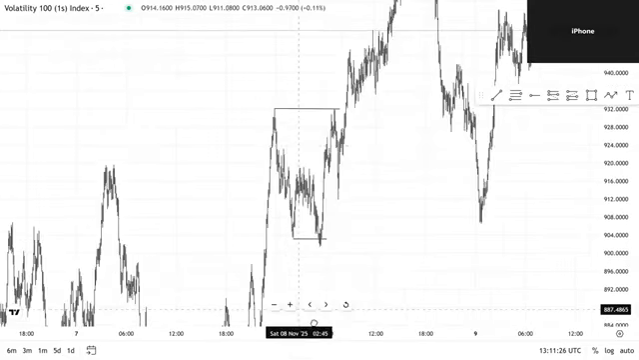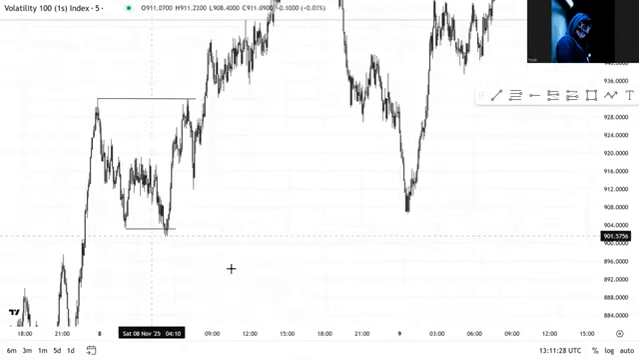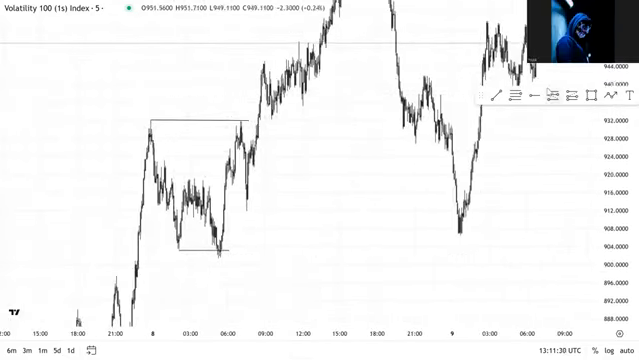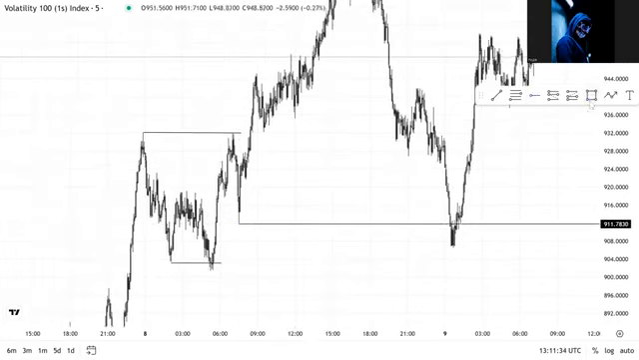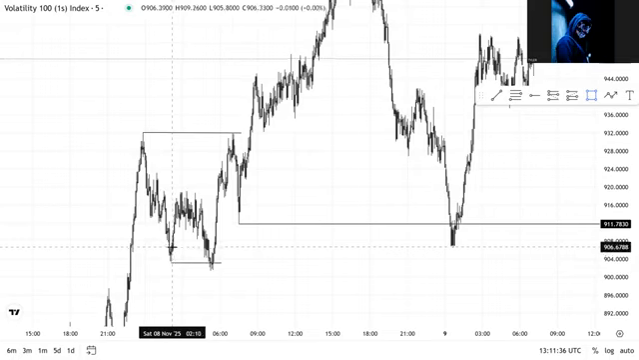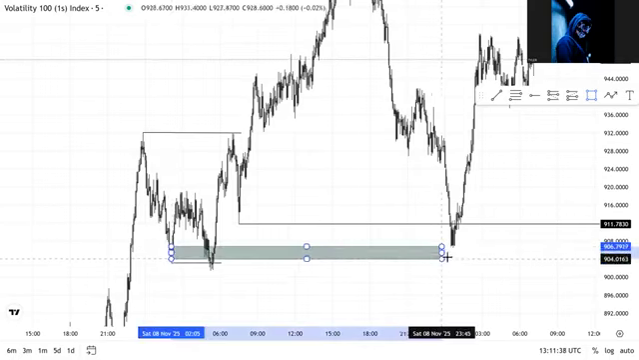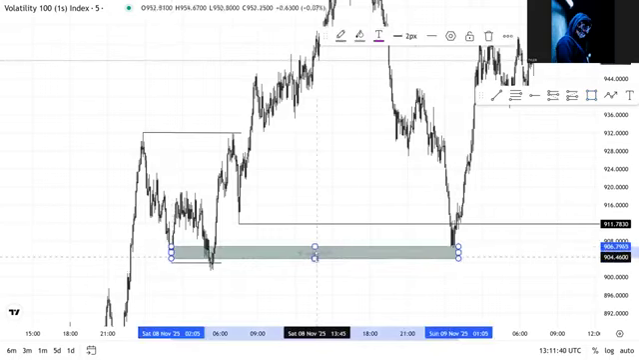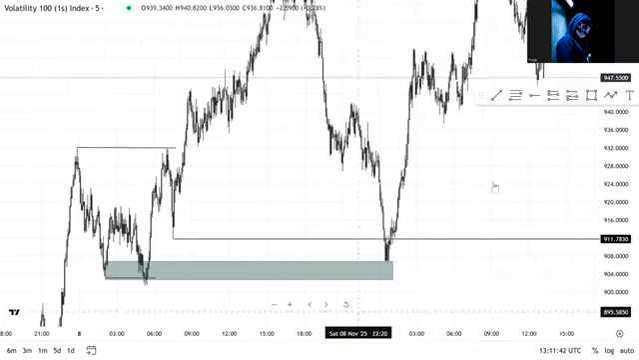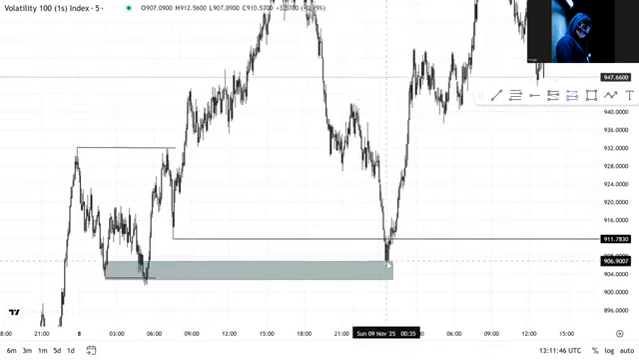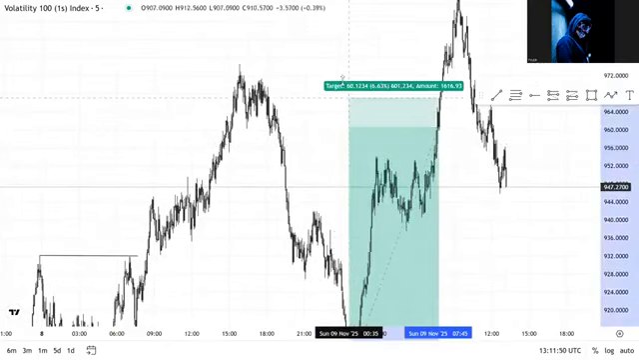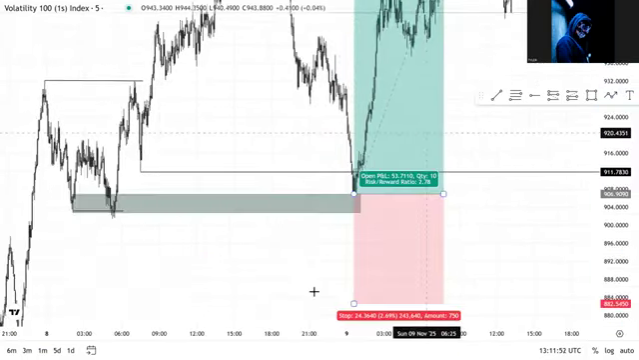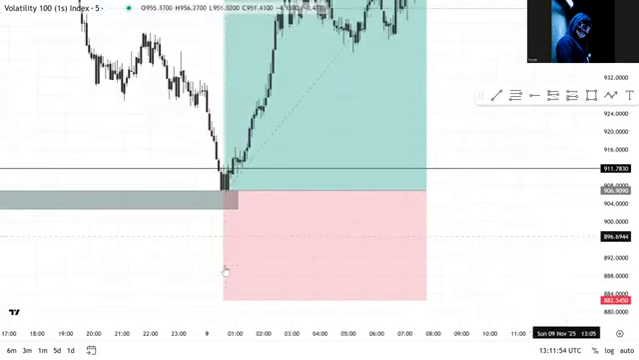Hence what happened here. This is the sweep of this structural liquidity here. PMR entry here. Expansion here, to this side, with confirmation, please, with confirmation. What am I going to be looking for?